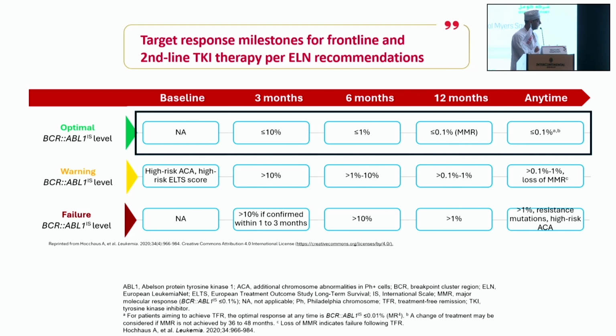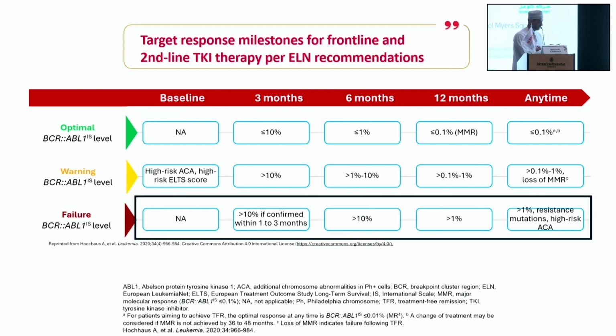To start therapy, the early risk stratification is 10% at 3 months, 1% at 6 months, and 0.1%, the 3-log reduction we call MMR, at 12 months. That stayed the same. There is no change. Also, the failure definition did not change, which is about one step higher. So when it comes to 10%, instead of 3 months, now it is at 6 months, and that applies to 12 months and at any time. So these did not change.